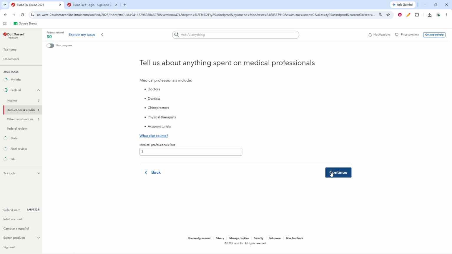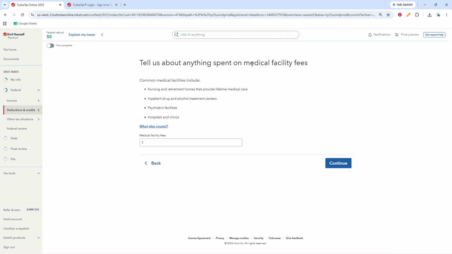Next, enter the fees you paid to qualifying medical professionals. This includes doctors, dentists, chiropractors, physical therapists, and other eligible providers. Enter the total amount that applies, then move forward through the interview. TurboTax will continue with additional medical expense categories one at a time.